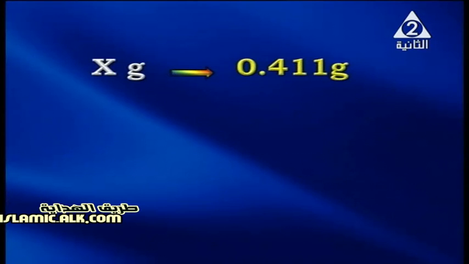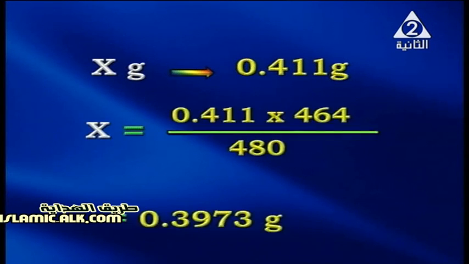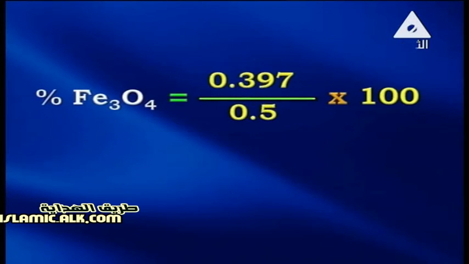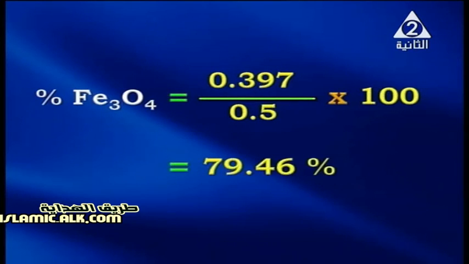So x gram here can be 0.411 gram. So x gram will be 0.411 times 464 over 480 equals 0.3973 gram. So the percentage of magnetic iron oxide will be 0.397 gram over the mass of the ore, 0.5, times 100, it will be 79.46%.